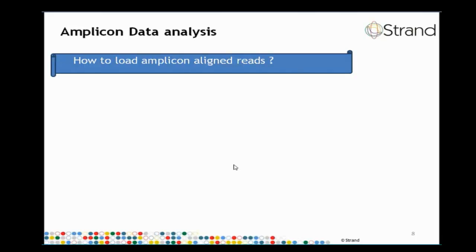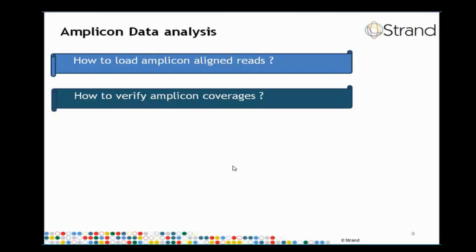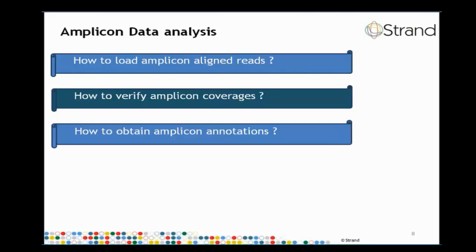So some of the issues that we'll discuss today are how to load these amplicon aligned reads into Avadis NGS, how do we verify the amplicon coverages to see if they have sufficient depth or not, and since the amplicons are given as a simple bed file, a 3-column bed file with chromosome, start and end, how do we know what each amplicon stands for?